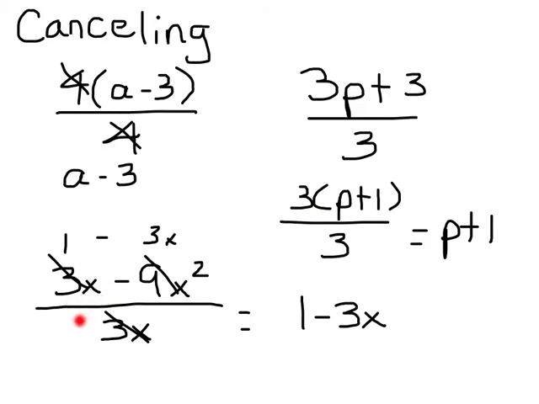Okay. Over here, 3x minus 9x squared divided by 3x. This divided by this is 1. And this divided by this. 3 will go into 9 3 times, and x will go into x squared 1 more time. Okay, and that's how you cancel that out. Alright, let's go work your practice problems.